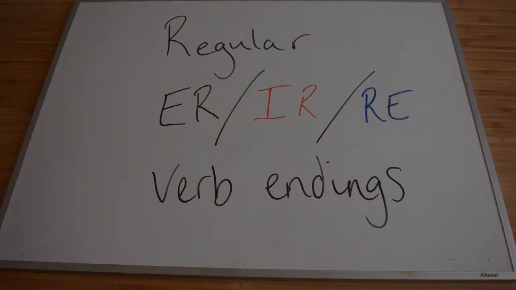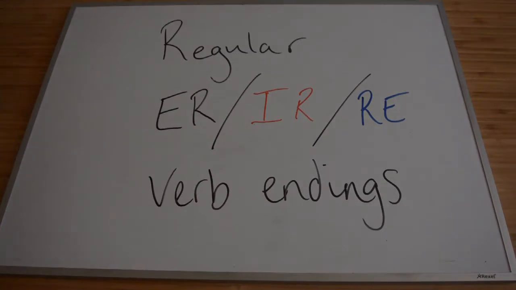The reason I've titled this video regular ER, IR or RE verb endings is because some verbs don't follow this pattern, but the majority do. So unless you know otherwise, follow these rules that I'm about to show you. Another word for a verb when we're talking about languages is an infinitive. So an infinitive is just basically a fancy word for a verb.